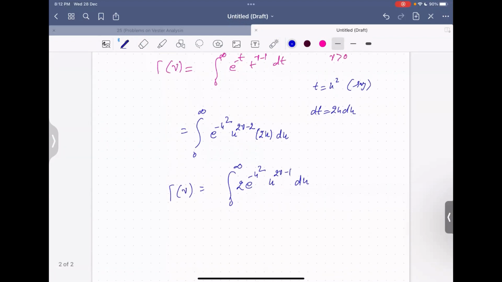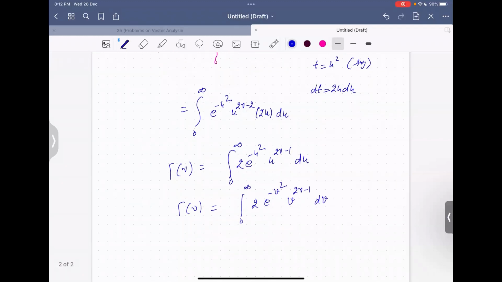Similarly, I can change the variable and I can write down the same gamma nu as 2 times the integral of e to the power minus v square, v to the power 2 nu minus 1 dv. After all, v is a dummy variable. In a sense, it is the variable on which integration is being done. So its symbol actually does not matter, right? It will be integrated over after all, right?